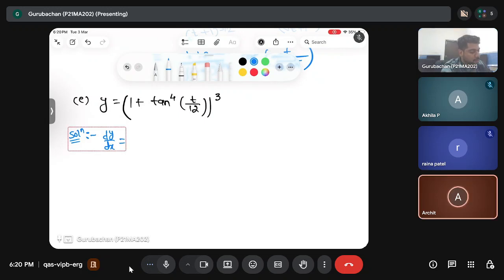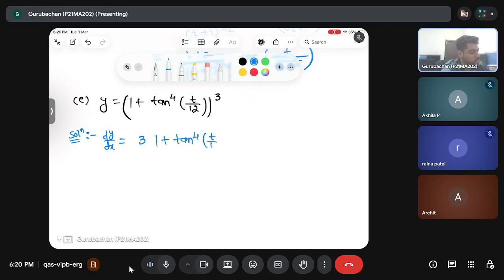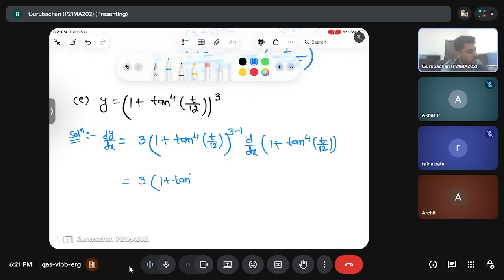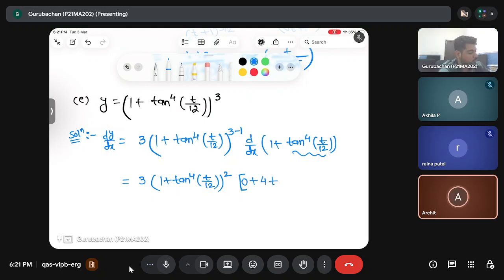Sir, firstly, we will see it as x cube. Okay, so it will be 3 times 1 plus the rest of the x, that is this one, to the whole power 3 minus 1, so power 2, and the derivative of 1 plus tan 4 t by 12. So let us simplify this a little. Now differentiation of 1 will be 0, and differentiation of the other term will be 4 into tan cube t by 12.